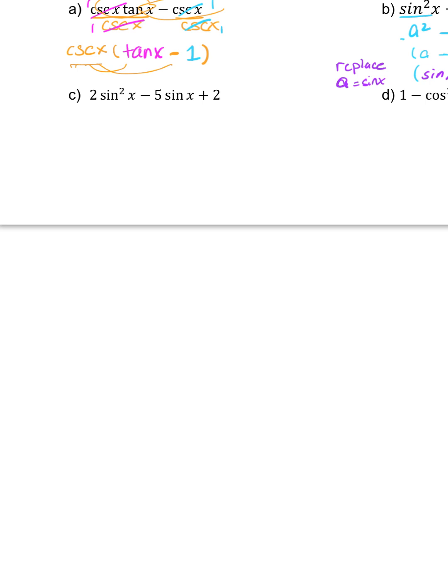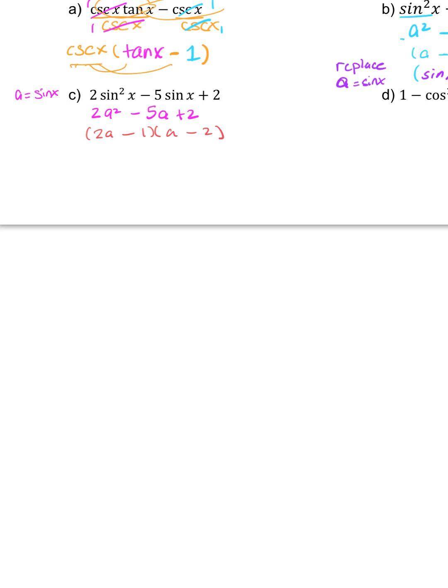Again, I'm going to let a equal sine x. Not sine squared, just sine. So I have a 2 in the front. Sine squared x is now a squared, minus 5 times a, plus 2. And we did factor this earlier in the notes, so I'm going to do this rather quickly. So now that I have that, I know that I have 2a minus 1, a minus 2.